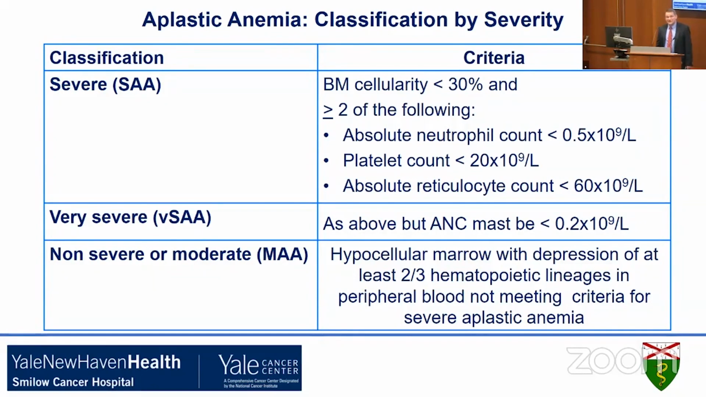And the reason why it is very severe is that risk of infection increases with decreasing absolute neutrophil count and is much higher when it drops to less than 200.